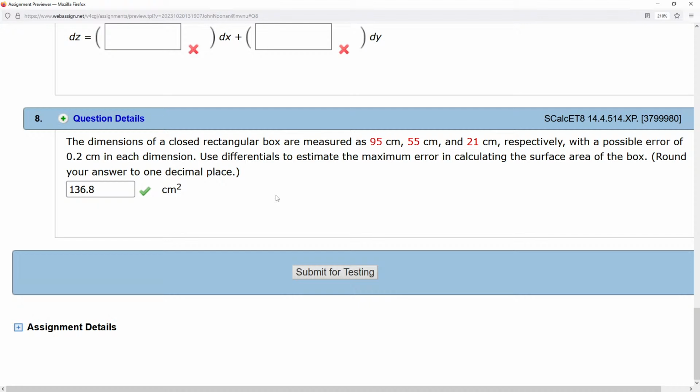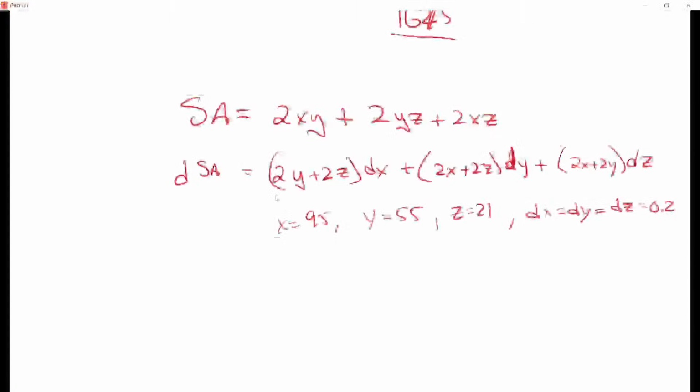Oh, which error? Oh, here. I'll put it back on the screen. Here? This one? So, yeah, dx, dy, dz are all the differentials. They're the error in the x, y, and z direction. And then the error in the surface area is just what you get when you plug in all those numbers. All right. You can do it.